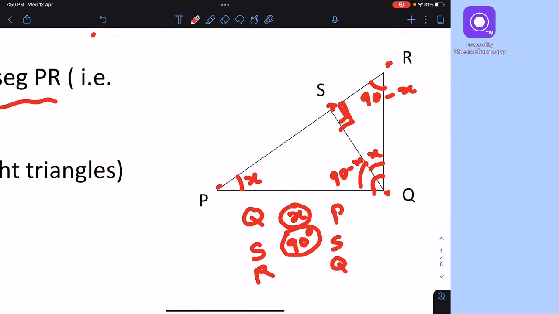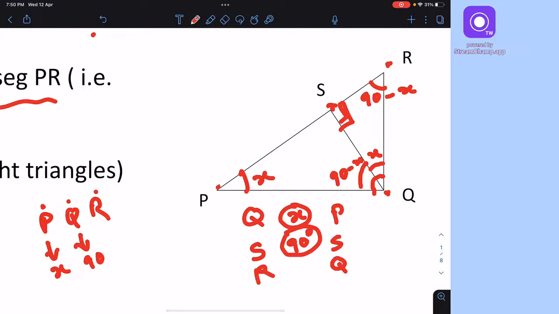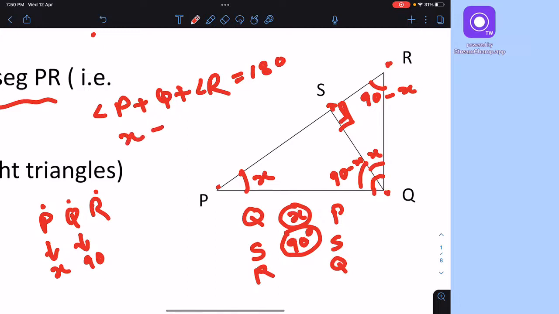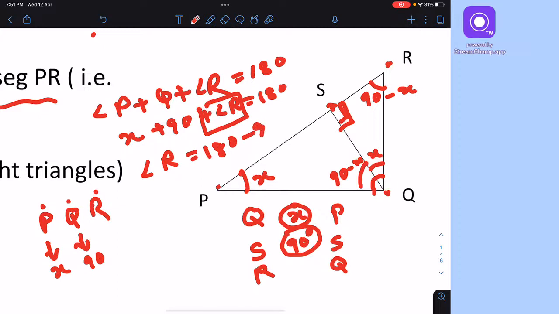Suppose in this figure the measure of this angle is X. Now in triangle PQR, angle P we assume to be X. Angle Q is given to be 90, and therefore by the angle sum property, measure angle P plus measure angle Q plus measure angle R is equal to 180 degrees. So P is X, Q is 90, plus measure angle R is equal to 180. So angle R will be 180 minus 90 minus X. 180 minus 90 is 90, so R will be 90 minus X.